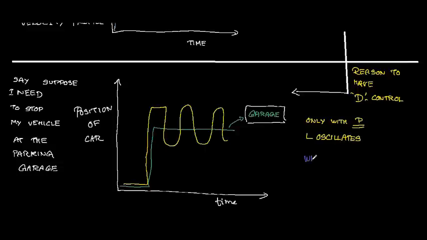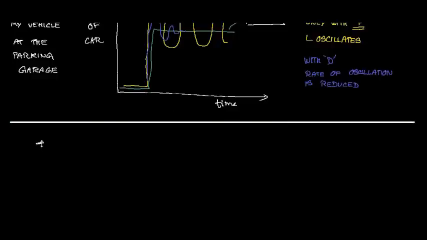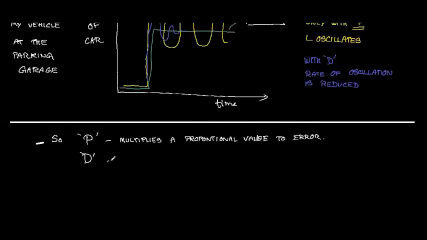What happens is my rate gets decreased and the curve tries to settle down at a faster rate, as you can see from the graph. So to conclude, the P value just multiplies a proportional value to the gain, and the D value controls the rate at which the change occurs.